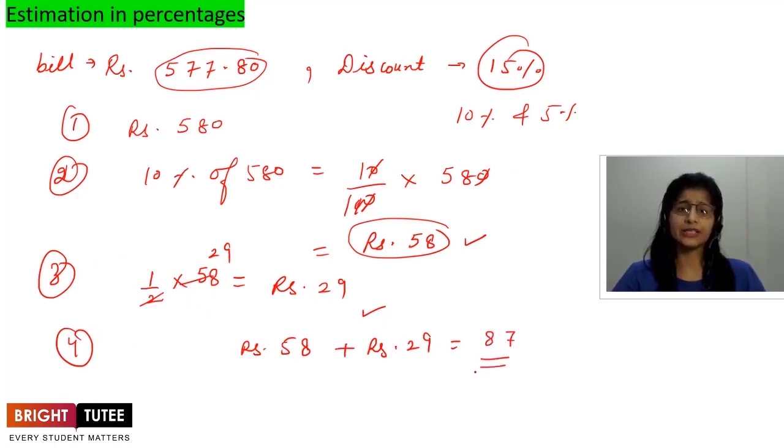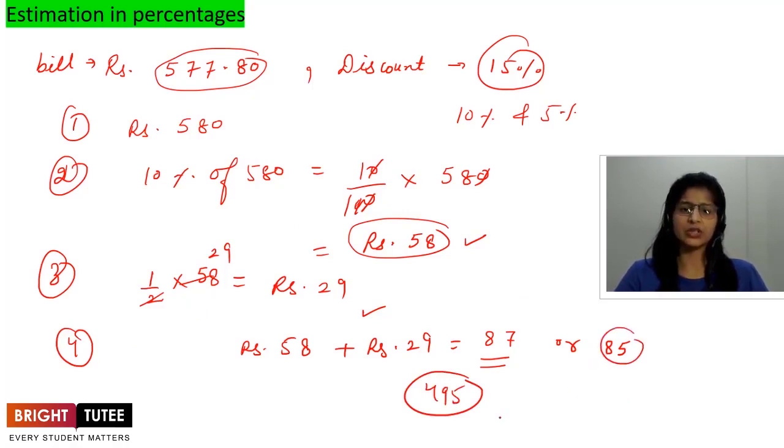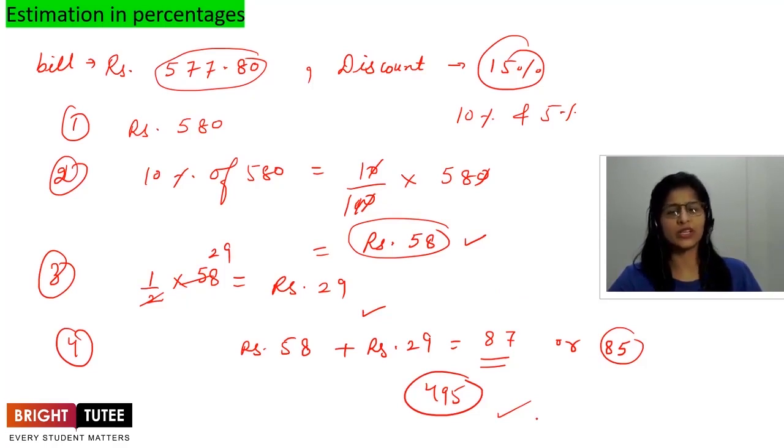So you can deduct rupees 87 from 580, or near about you can subtract rupees 85 from 580. So you will get 495 if you subtract 85 rupees from 580, right? So this much is the approximate amount that you have to pay to the shopkeeper. Clear? This is a simple topic, and just to make our calculation easier we use this estimation, right?